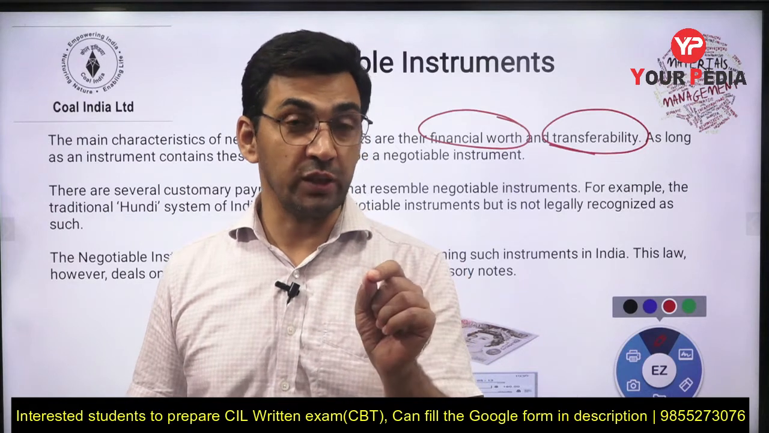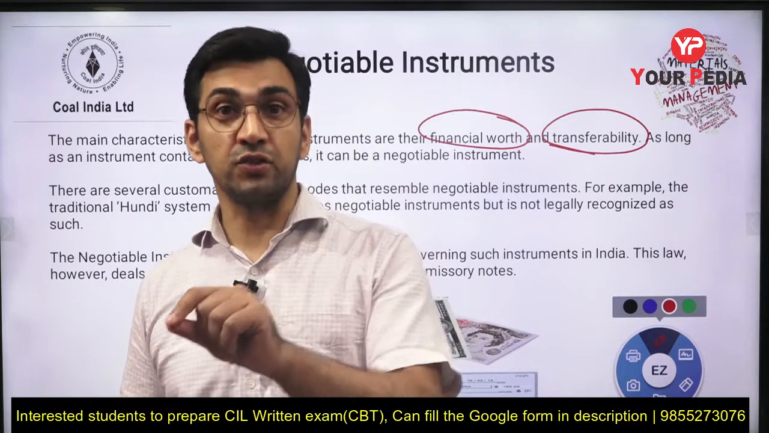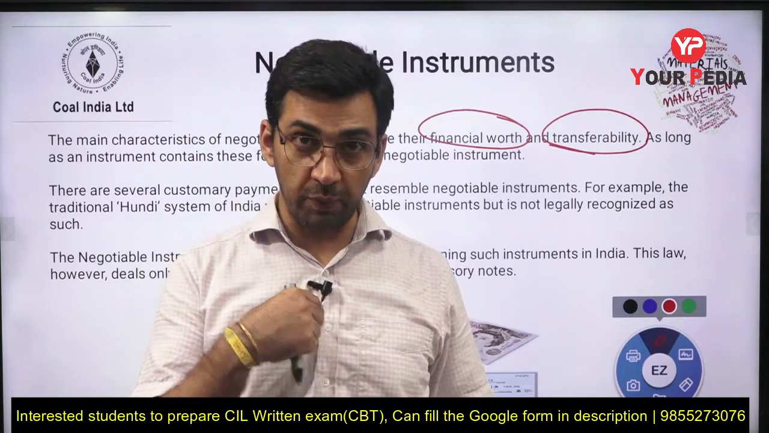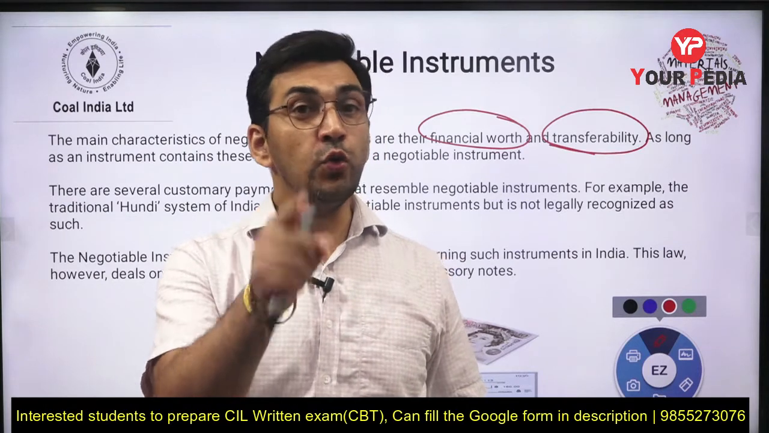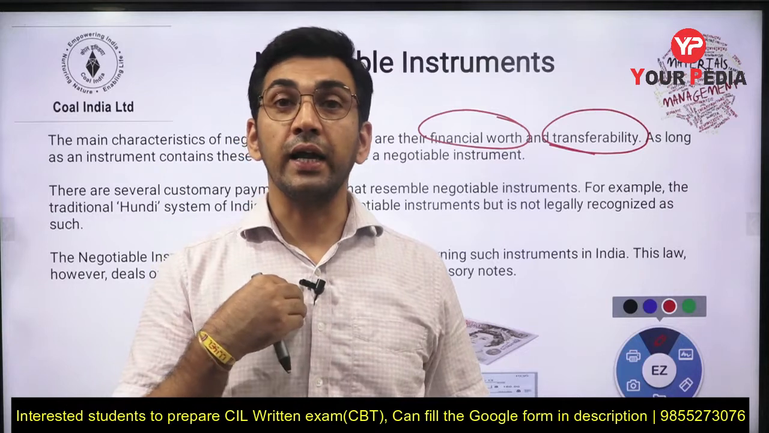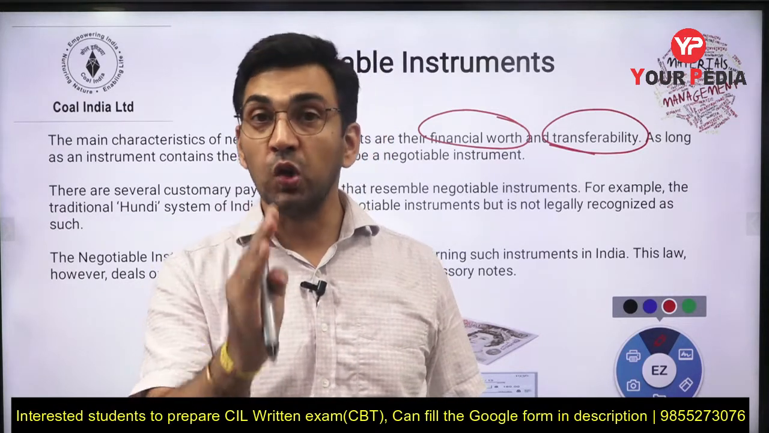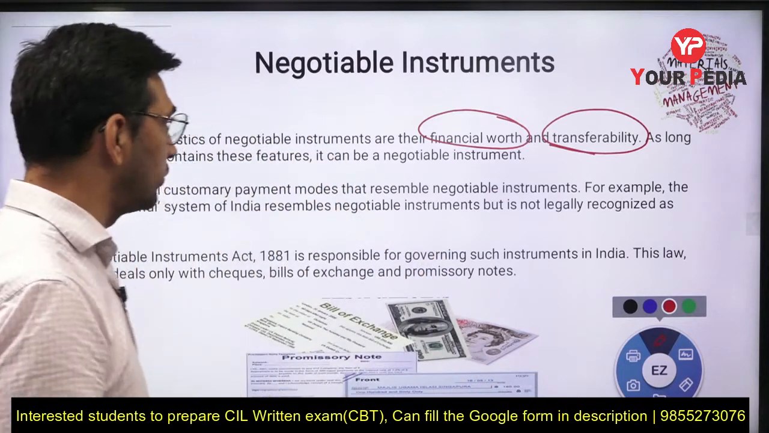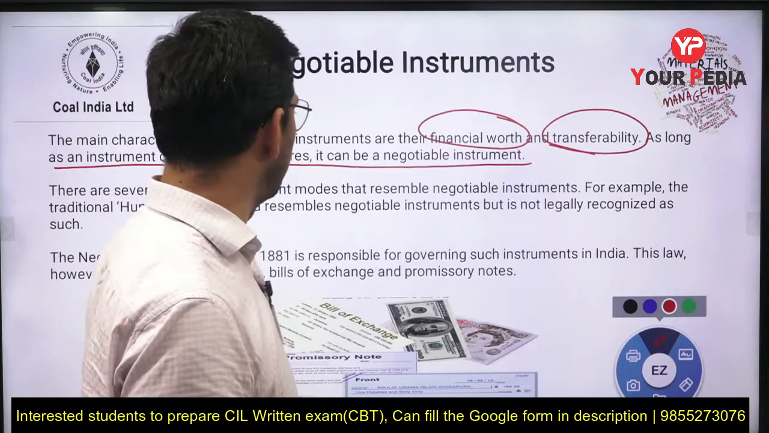Now see, non-negotiable, what does that mean? You cannot negotiate, meaning you cannot transfer. So if I have to make the payment to you directly, and I issue the document to you, then you cannot transfer it to a third party. In that case, I have to make the payment to you only. So that becomes non-negotiable. Those things we will also discuss at a later stage. As long as the instrument contains this feature, it can be a negotiable instrument, right?